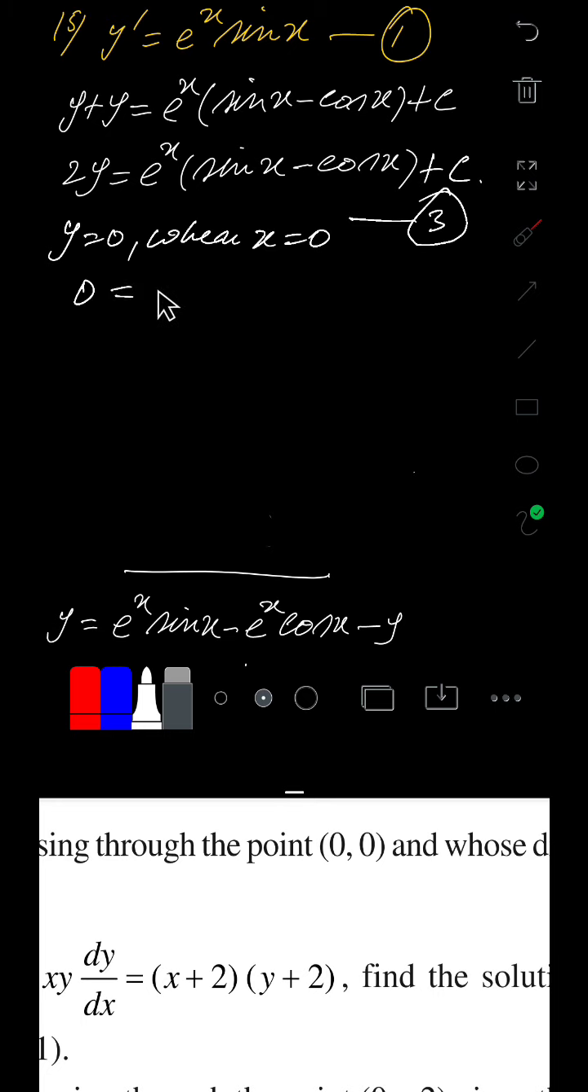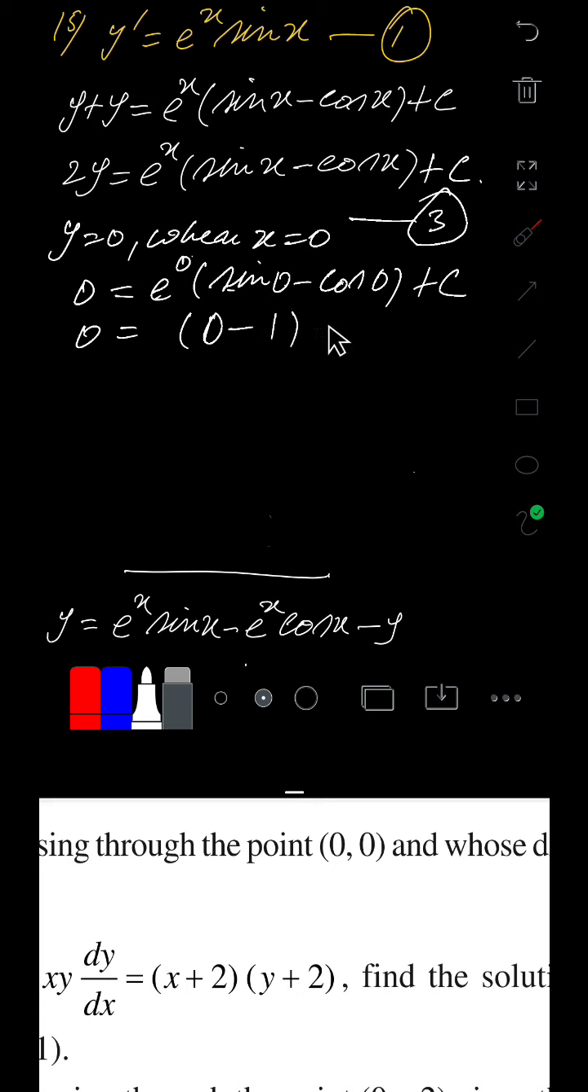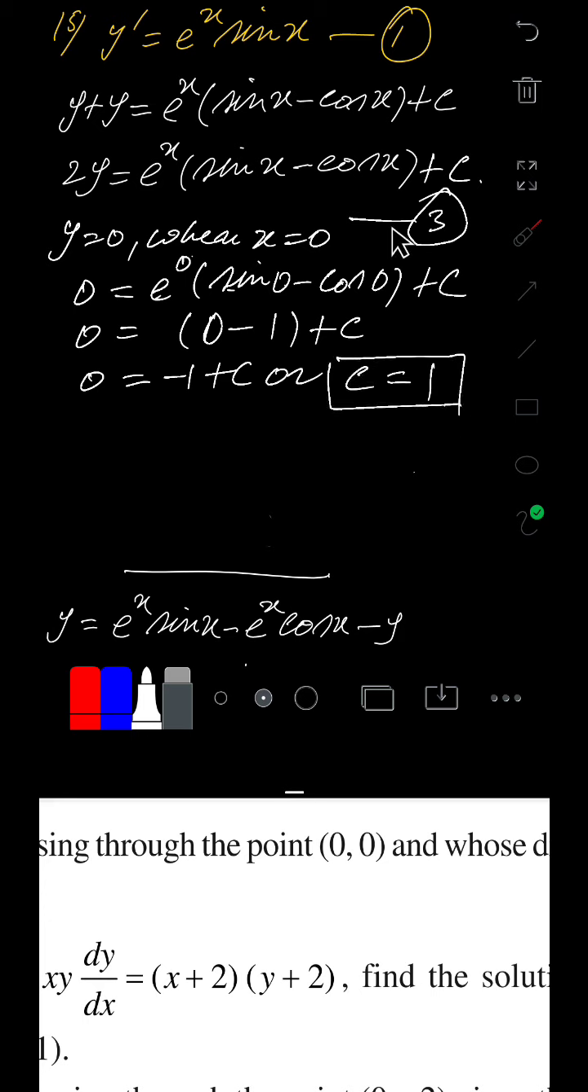So 0 is equal to e raised to the power 0 into sin 0 minus cos 0, plus c. 0 is equal to, e raised to the power 0 is 1 and sin 0 is 0, in bracket 0 minus cos 0, which is 1. So 1 plus c. So finally we have 0 is equal to minus 1 plus c, or c is equal to plus 1. So putting back the value of c in equation number 3, we get 2y is equal to e raised to the power x into sin x minus cos x, plus 1.